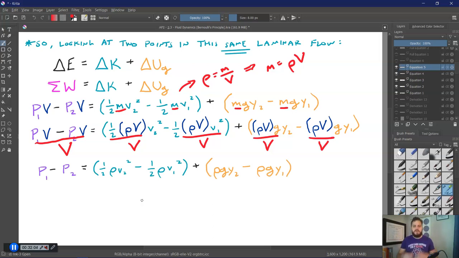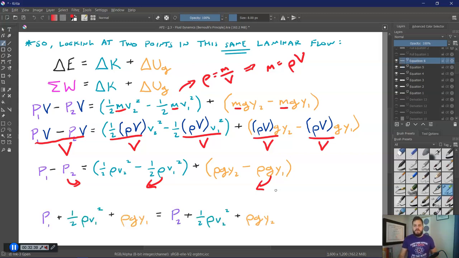And we are now left with this: P1 minus P2 equals this chunk over on the right. Now, this is actually pretty much done, but the issue is I want to be able to compare 2 points in the flow, and so I'm going to put everything that talks about one point on one side of the equation and everything that talks about the other point on the other side of the equation. So I'm going to move everything with a 1 over to the left-hand side, and I'm going to move this piece with a 2 over to the right-hand side. So I'm basically just adding all of these across. And we are left with this final equation right here.